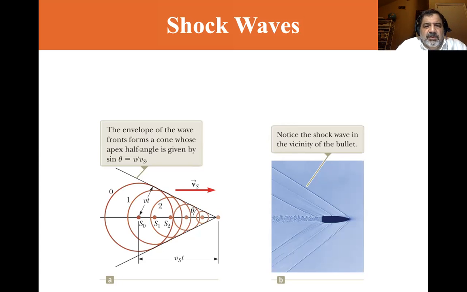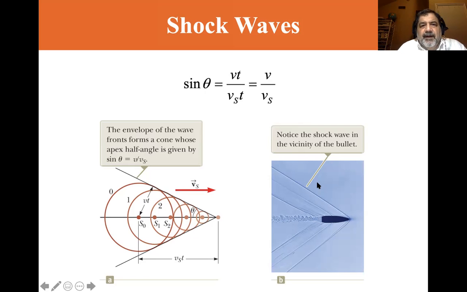So here they show you the envelope of the wavefronts forms a cone whose apex half angle is given by sine theta equals the velocity of sound divided by the velocity of the source. And you get this cone of wavefronts. Notice the shock wave in the vicinity of the bullet. So sine theta is equal to Vt divided by Vs times t. Well, the t's cancel and you get V divided by Vs.